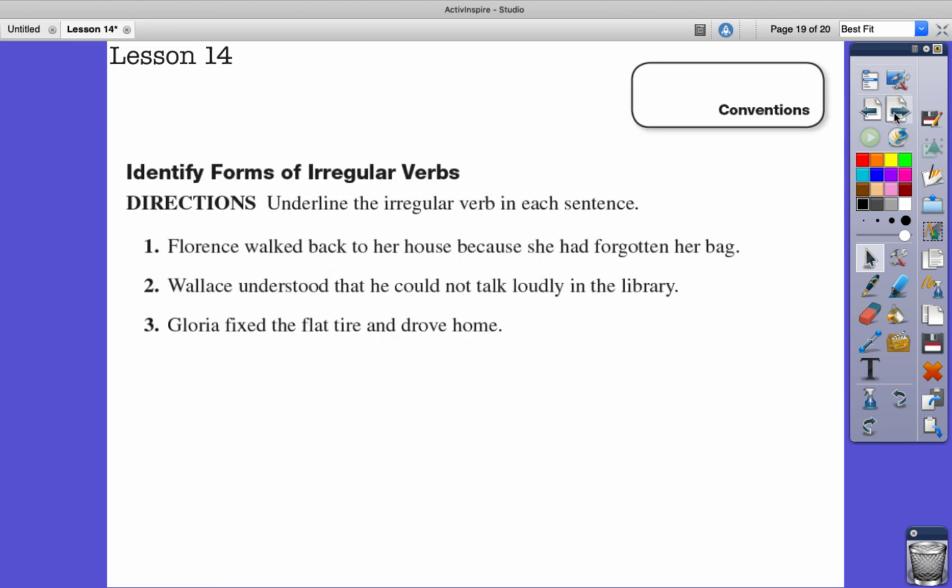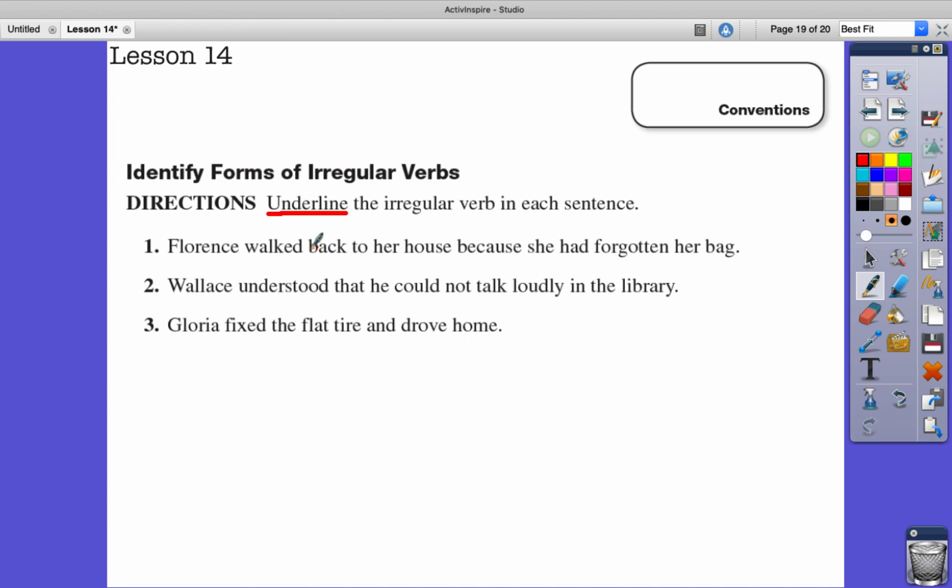Okay, so if we look at lesson 14 in our conventions, we are going to identify forms of irregular verbs. Our directions are to underline. So what I always like to do is I underline the word underline to help me remember what I have to do. So we underline the irregular verb in each sentence. Number 1 says, Florence walked back to her house because she had forgotten her bag.